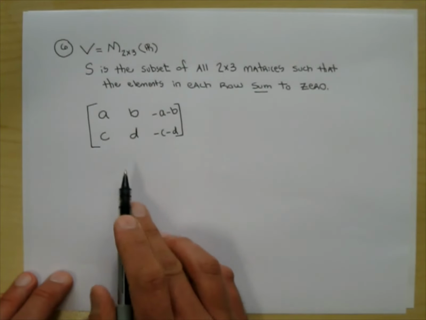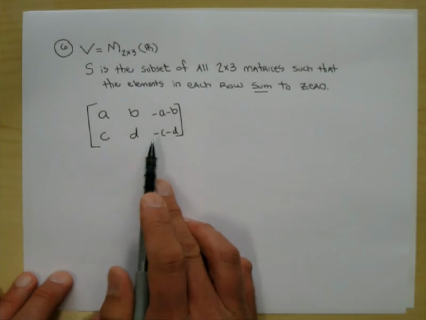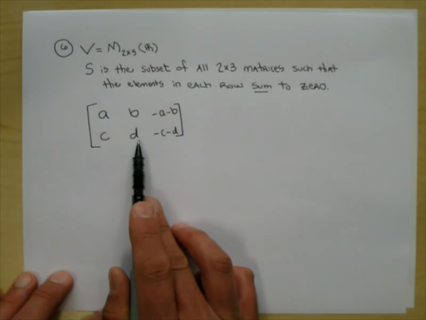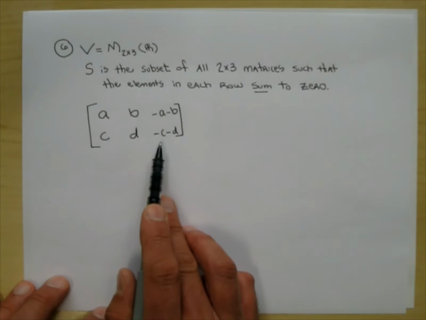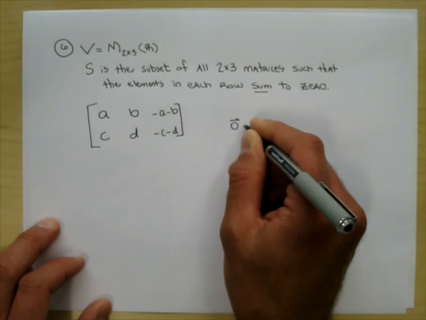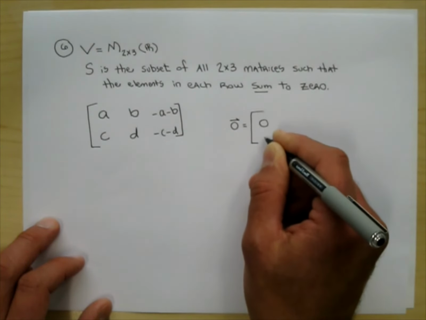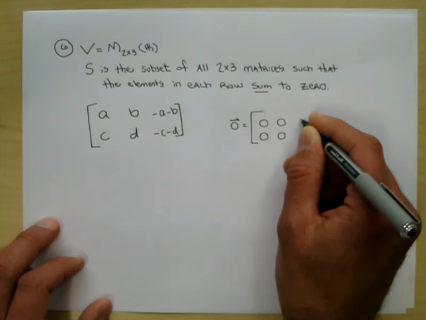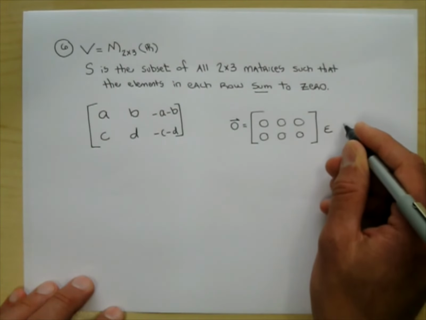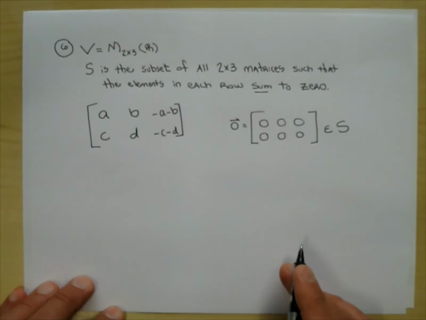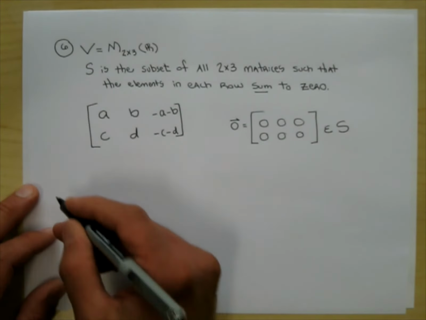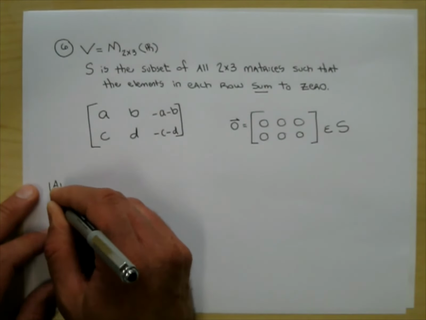Okay, so this is what they gave us here. The elements in each row sum to 0, and they do. So let's check to see if the 0 vector's in there. What does the 0 vector look like? The 0 vector for this one is just the zeros everywhere. Do each of the rows sum up to 0? And the answer is yes. So the 0 vector is in the party circle. We're a little bummed about that, because if it wasn't, we'd say, okay, no, not a subspace, and we'd be happy. So let's check Axiom 1.